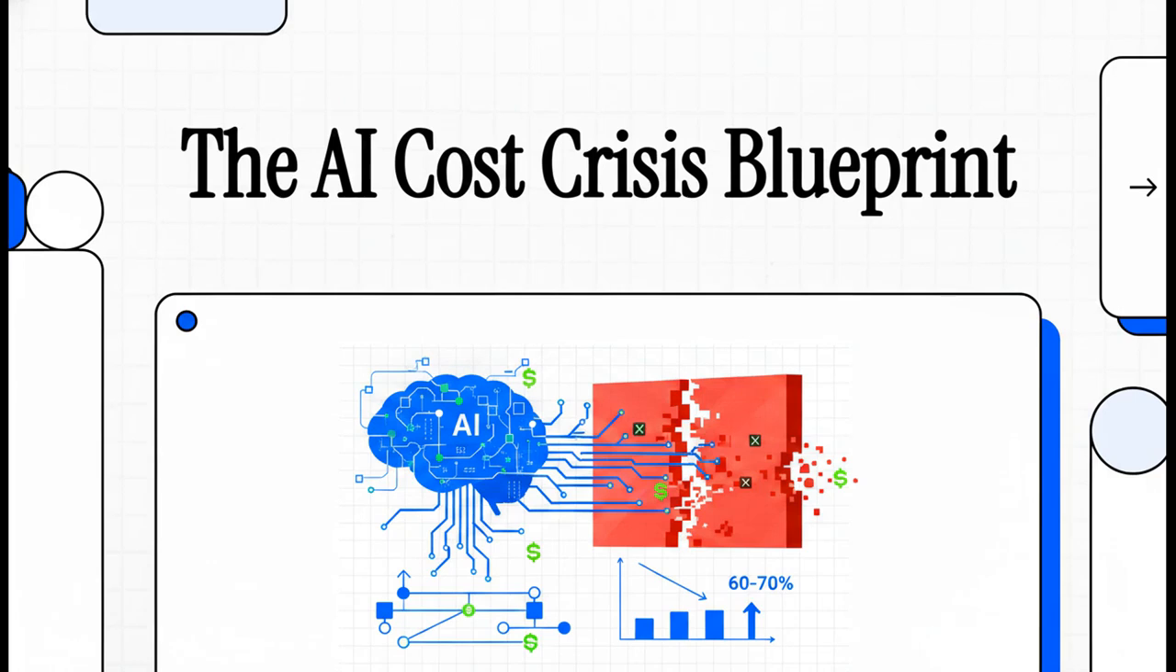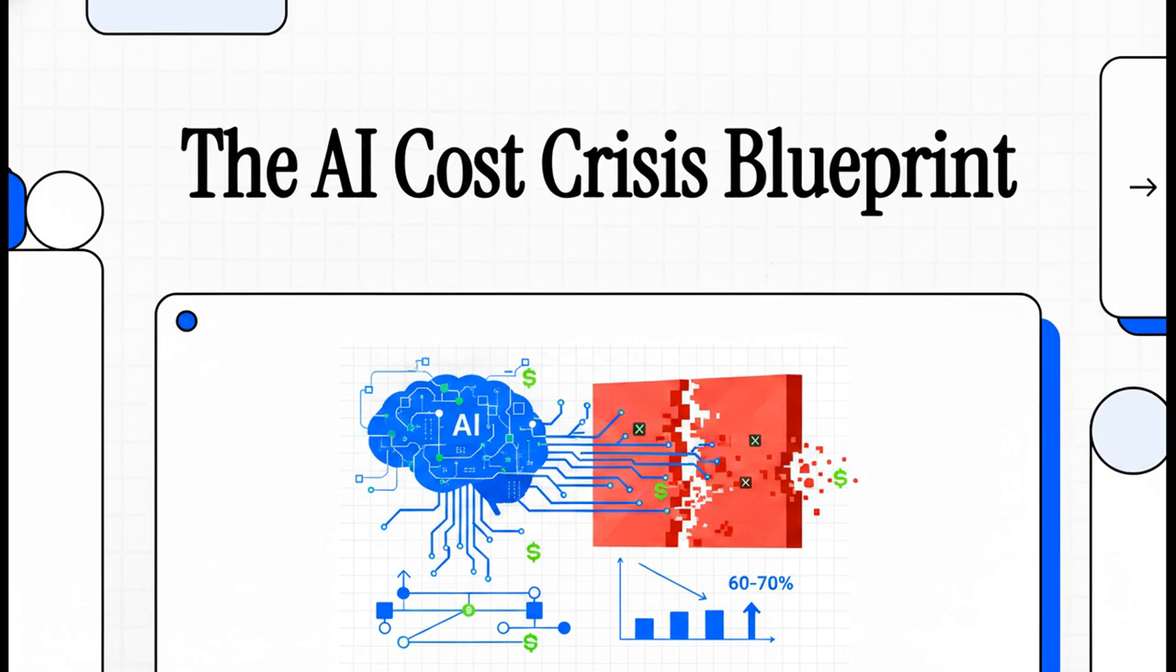Welcome to this explainer. Today, we're tackling a massive issue, the AI cost crisis. You know, generative AI is absolutely incredible, but right now, it's pushing enterprise cloud expenses into completely unsustainable territory. But don't worry, because today we are mapping out the exact step-by-step strategic architecture blueprint you need to actually decrease your token expenditure by up to 70%.